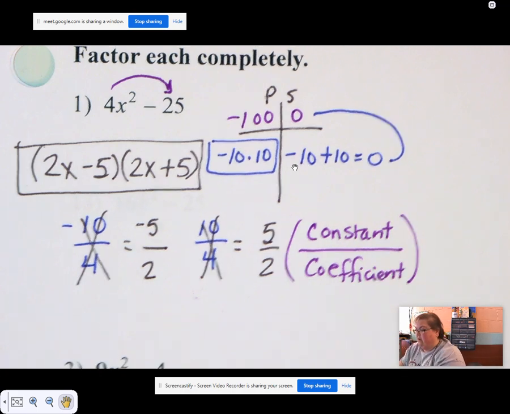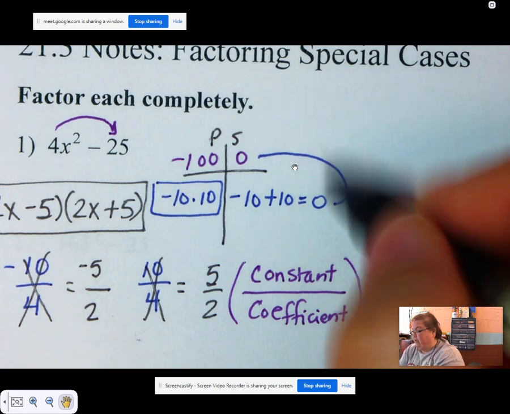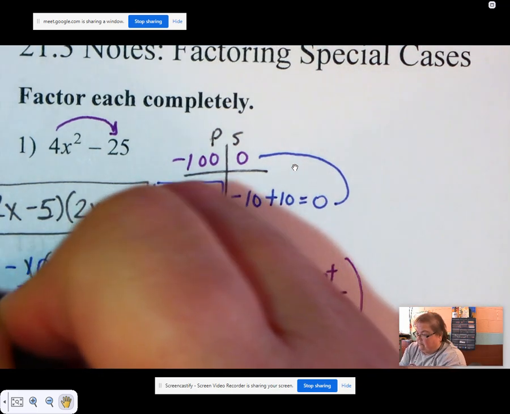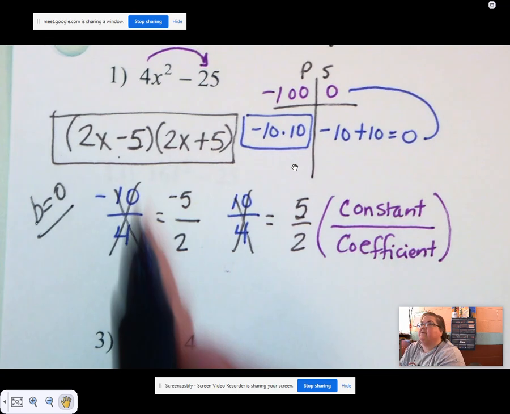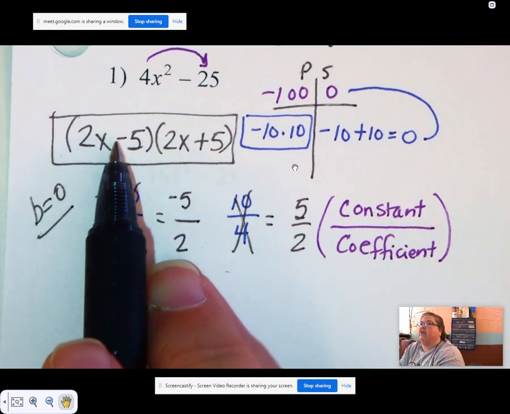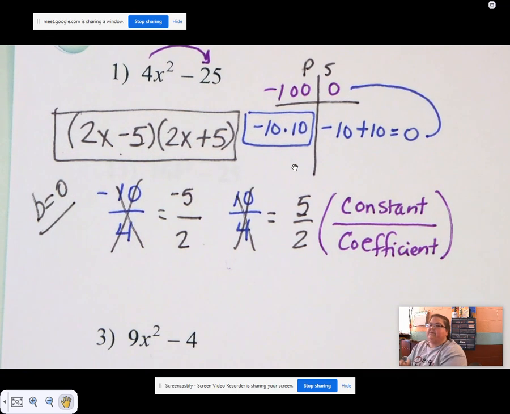Okay. B equals 0. So my signs are opposites. B equals 0, I should have a positive and a negative in there. Doesn't matter which binomial it's in because they're the same exact terms. Questions? Okay. Number 2.